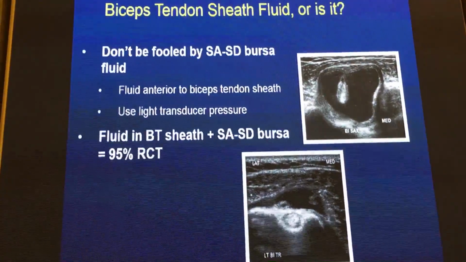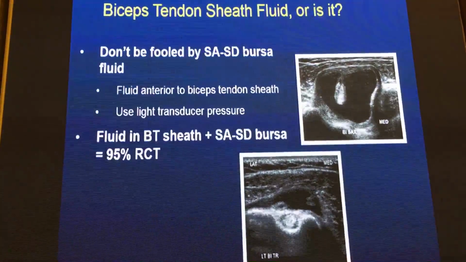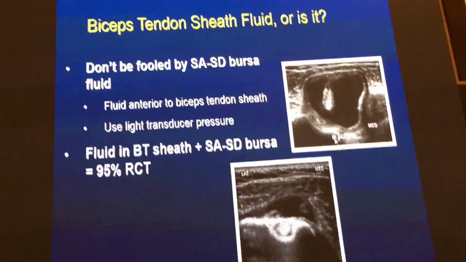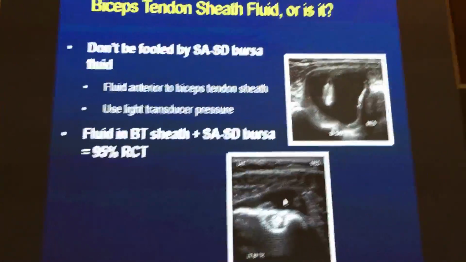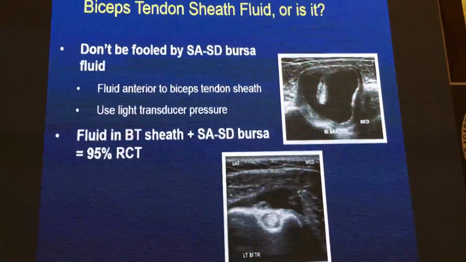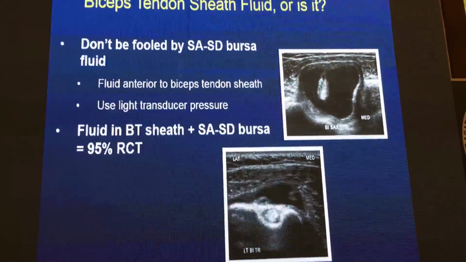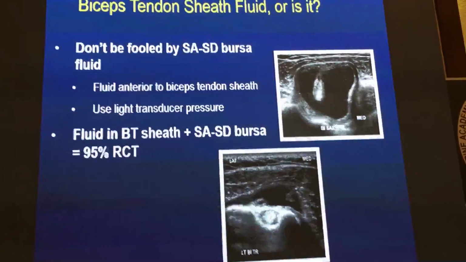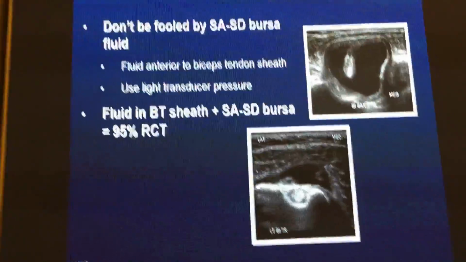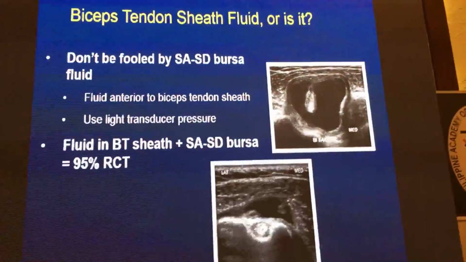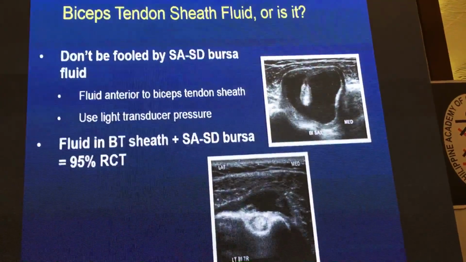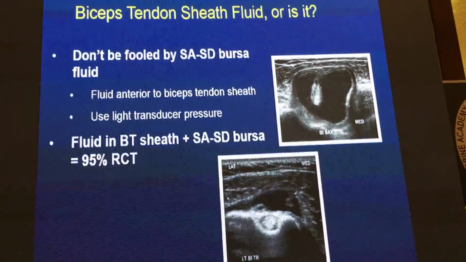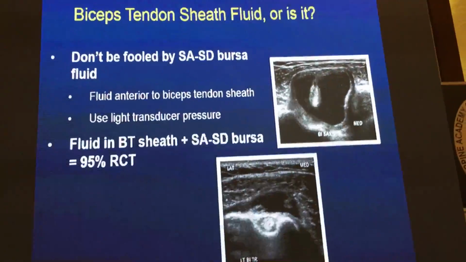Now, something of note, if you see this and this in the same picture, so there's fluid around the biceps tendon, and there's fluid in the subacromial subdeltoid bursa, then 95% of the time you have a full thickness rotator cuff tear somewhere. So if you see fluid in the biceps tendon sheath and you see fluid in the subacromial subdeltoid bursa, really look carefully at your rotator cuff, because there's going to be a tear in that.